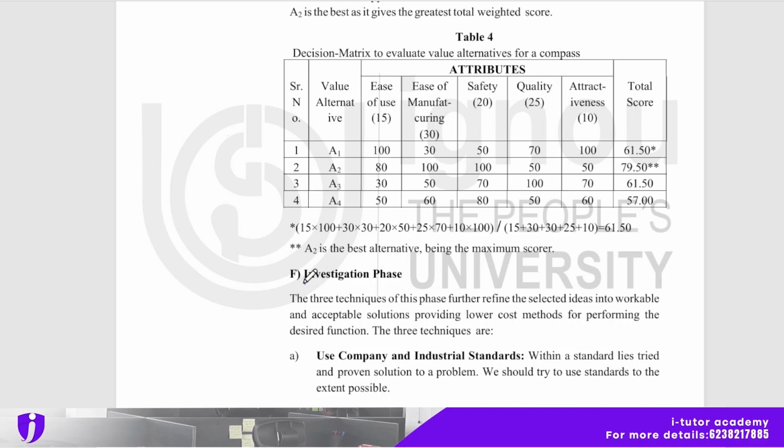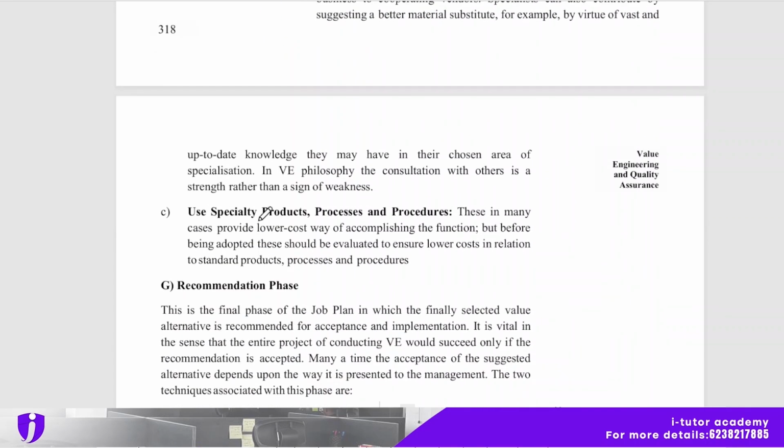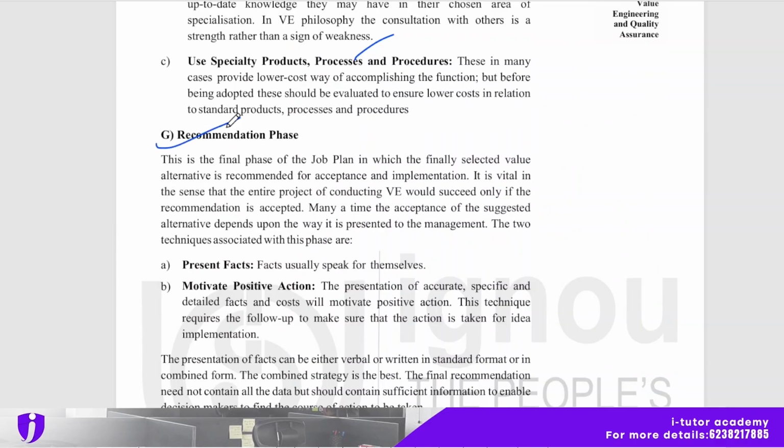And next is the investigation phase. The three techniques of this phase further define the selected idea into a workable and acceptable solution, providing a lower cost method for performing the desired function. And the three techniques are use company and industrial standards, consult vendors and specialists, and use specialty products, processes and procedures.